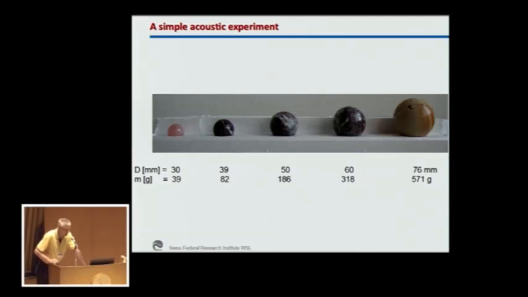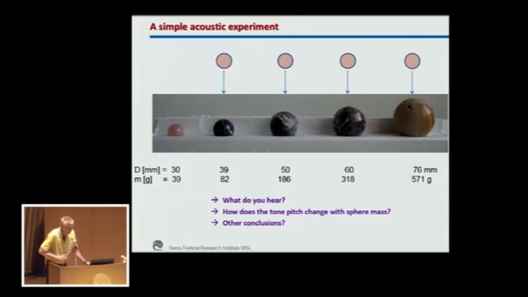So you see 5 quartz spheres of different size, and he will first start with the smallest one and let it drop on all the other bigger spheres, and then he will go on with all the spheres, only letting them drop onto the larger spheres, and finally he'll take the large one and see what happens. So your role basically is you should listen. What do you hear? How does the tone pitch change with sphere mass? And maybe you have some other conclusions. Please, Carlos.